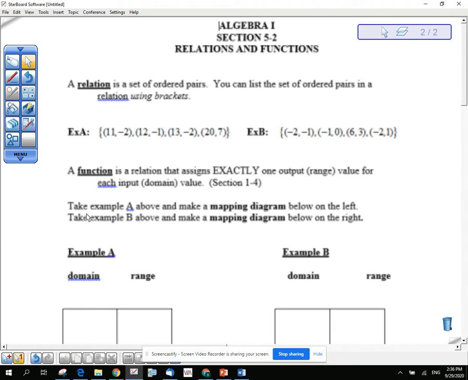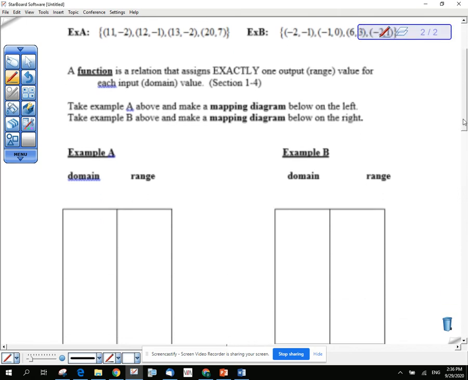So it says take example A and make a mapping diagram. I'm about to show you what a mapping diagram is. And those input values, 11, 12, 13, and 20, they go here. Why is that not working? Oh. Got to have a visible color. And then these are the range, these are the elements of the range.